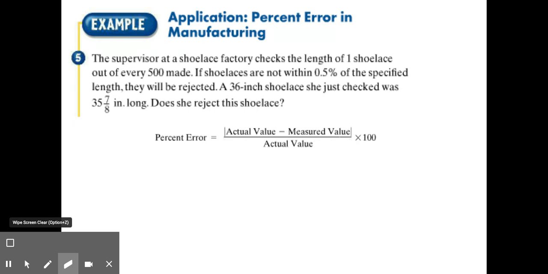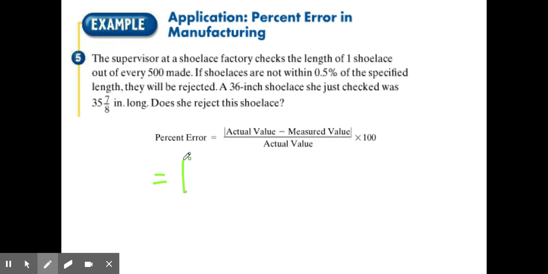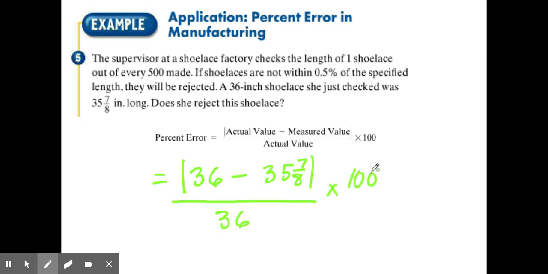So let's plug this in to the equation. So my percent error is equal to the absolute value of my actual value. That's what it's supposed to be. It's supposed to be 36 inches minus the measured value, 35 7/8, all divided by the actual or the measure it's supposed to be, and then times 100. Well, 36 minus 35 7/8 is 1/8.